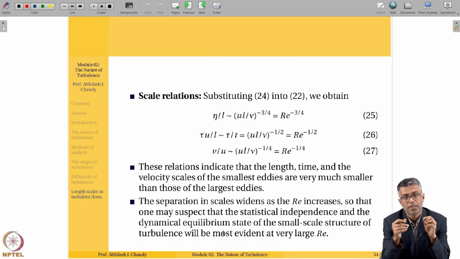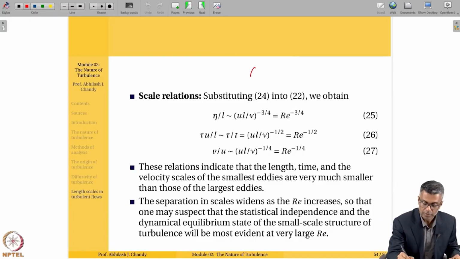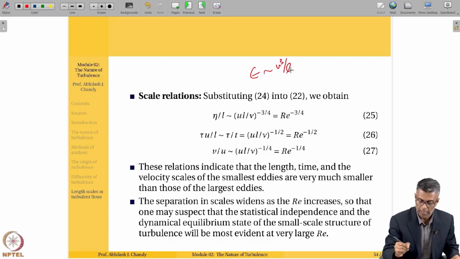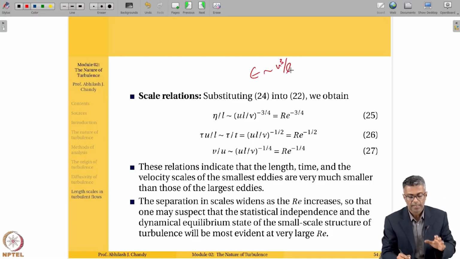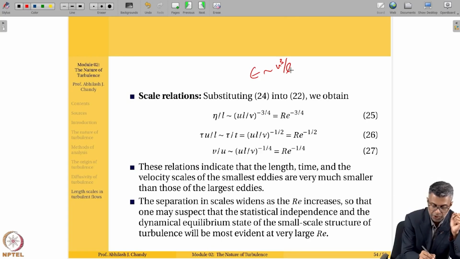So, with this relationship between dissipation rate and the large scale dynamics, where epsilon is proportional to u cubed over L, let's substitute that into the Kolmogorov scale relationship that we had earlier. What is the Kolmogorov scale relationship? By definition, it is (nu cubed over epsilon) to the 1/4. Now if I substitute epsilon here, what do I get? I get (nu cubed over u cubed times L) to the 1/4.